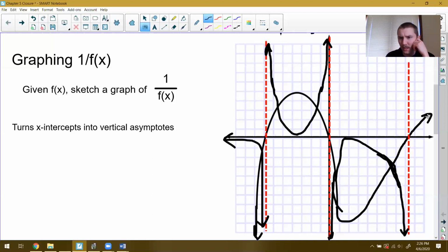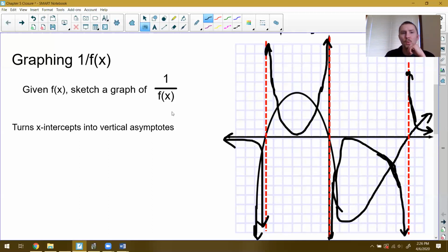And something similar here. On this far right side, I'm in the positive now. And so here I'm getting closer to 0 in the positive. So it's going to go up along that vertical asymptote. And then my function keeps going up and up forever. And so when I go to the reciprocal version, it's just going to come down along the 0 and do that.